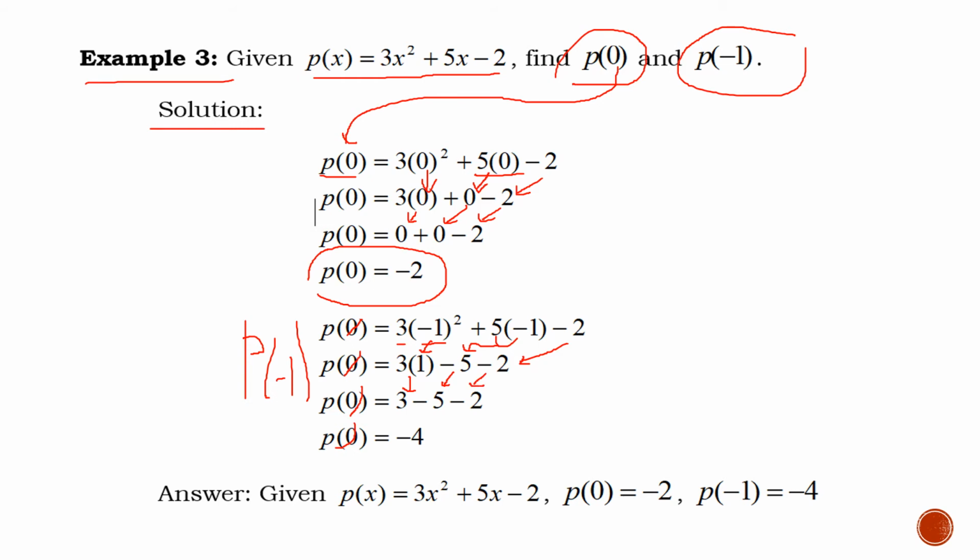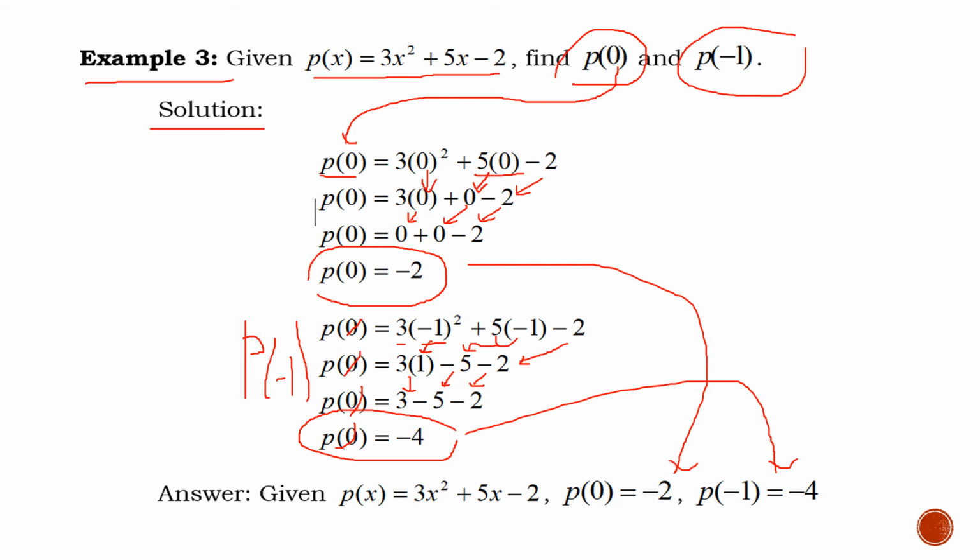So 3 minus 7 gives negative 4, since the absolute value of 7 is greater than the absolute value of 3. So we need to follow the sign of 7, which is negative. That's why phi of negative 1 is equal to negative 4. So this will be your final answer: phi of 0 is equal to negative 2 and phi of negative 1 is equal to negative 4. So negative 2 and negative 4, these are our final answers for this example number 3.